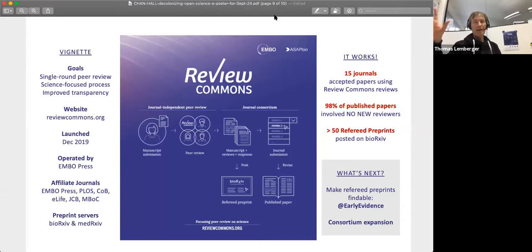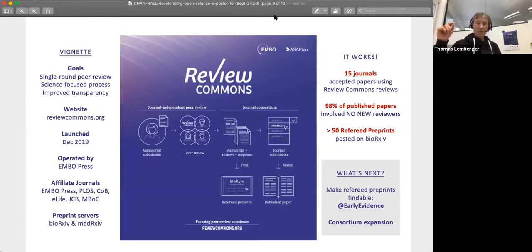These are still early days. It's a pretty bold experiment in publishing and peer review. It seems to work well. 15 of the journals of the consortium have already accepted papers based on the review comments reports, showing that really these journal agnostic reports are usable, but also highly portable across journals. We have a collection now of more than 50 public refereed preprints, and this is of course increasing every day.